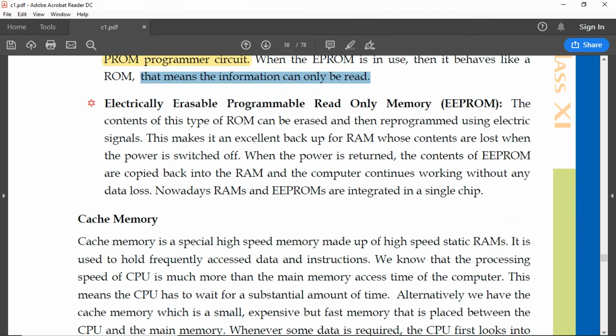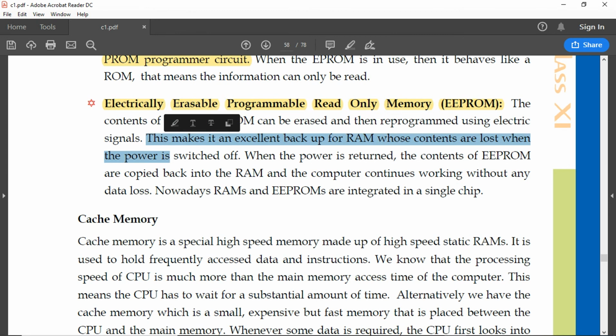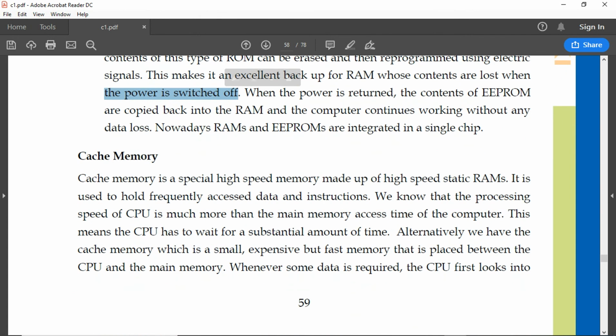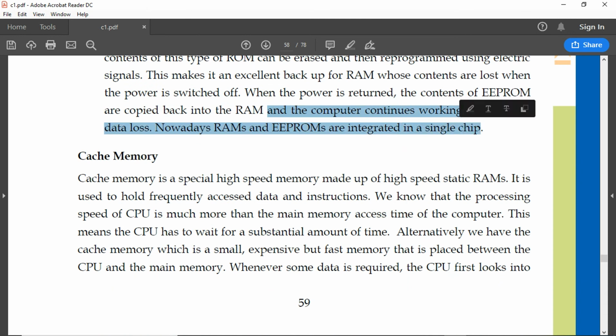When the EPROM is in use, it behaves like a ROM, that means the information can only be read. Electrically erasable programmable read-only memory, EEPROM. The contents of this type of ROM can be erased and then reprogrammed using electric signals. This makes it an excellent backup for RAM whose contents are lost when the power is switched off. When the power is returned, the contents of EEPROM are copied back into the RAM and the computer continues working without any data loss. Nowadays RAMs and EEPROMs are integrated in a single chip.